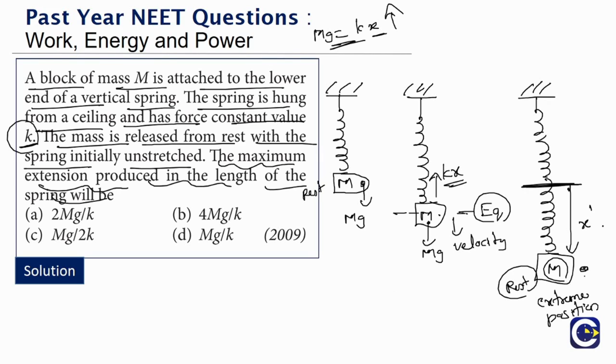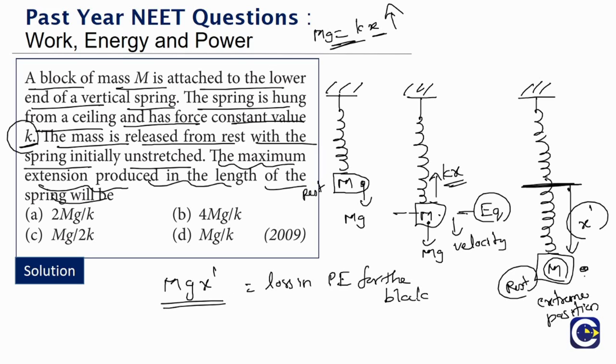But the block is coming down, right? Coming down by how much? A distance x dash. So it has lost potential energy, mg into x dash. This is the loss in the potential energy for the block. Now what is happening to this potential energy? There is no change in kinetic energy. Initially when we are releasing it, it is at rest. At the extreme position also it is at rest. What is happening to this loss in potential energy? It is getting converted into the gain in the spring potential energy.